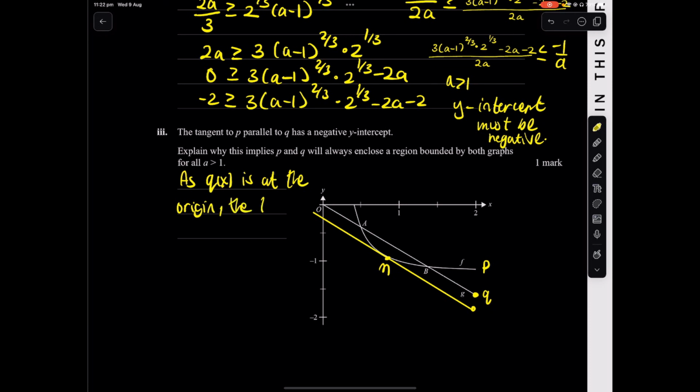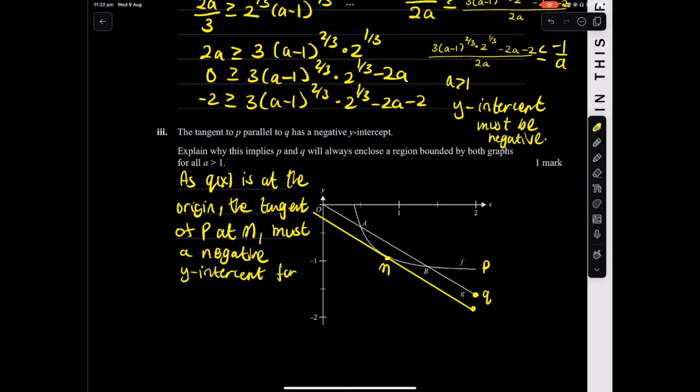the tangent of P at M must have a negative y-intercept for an enclosed region to be bounded by both graphs.